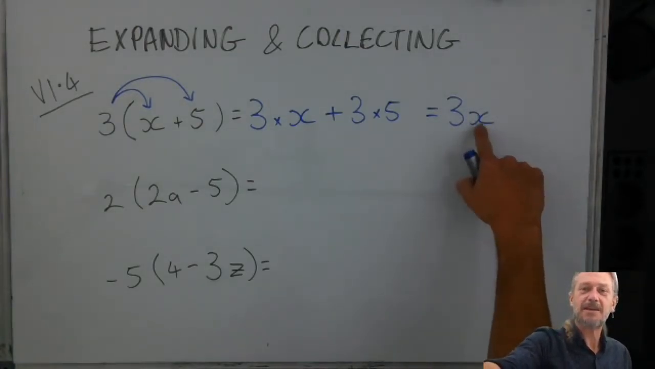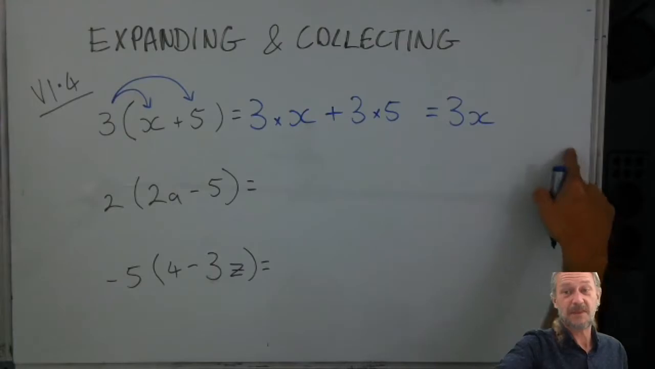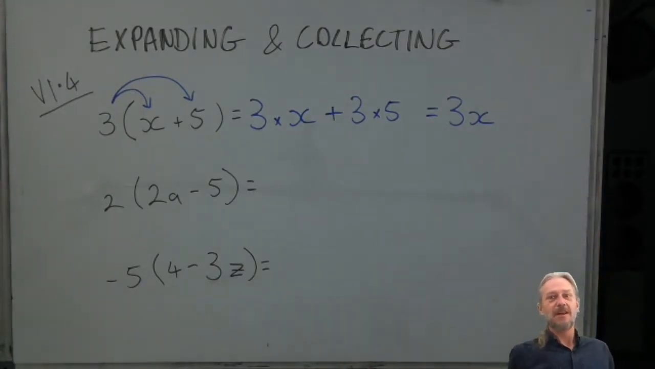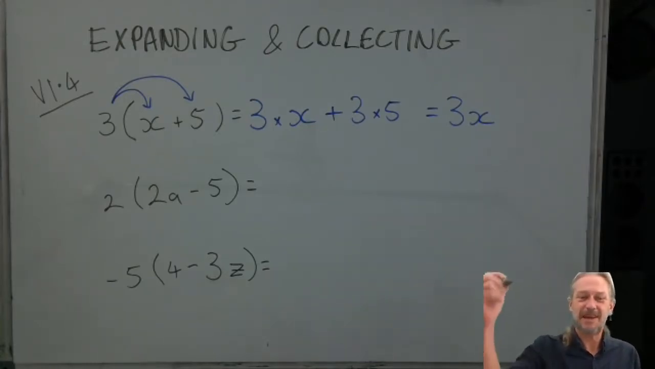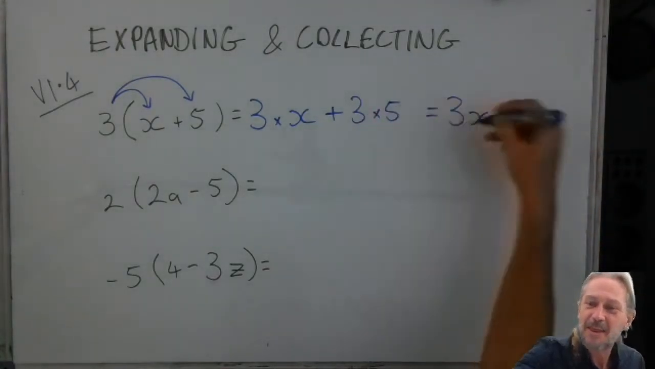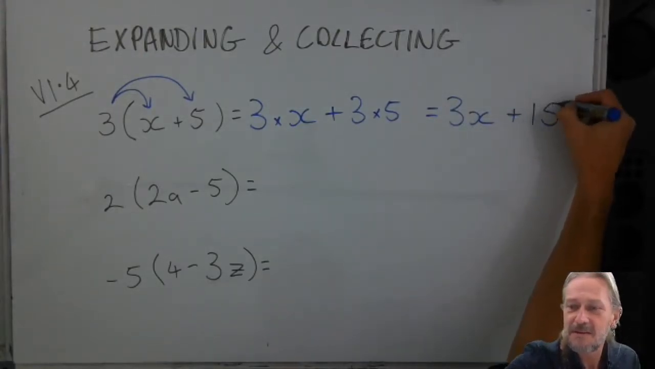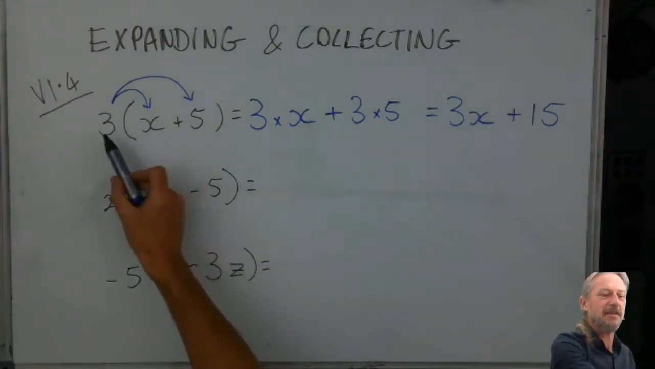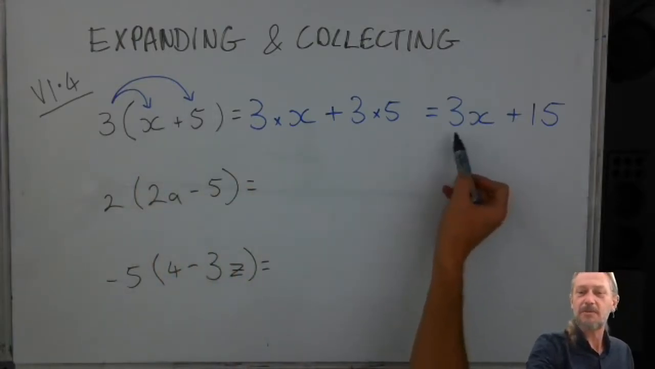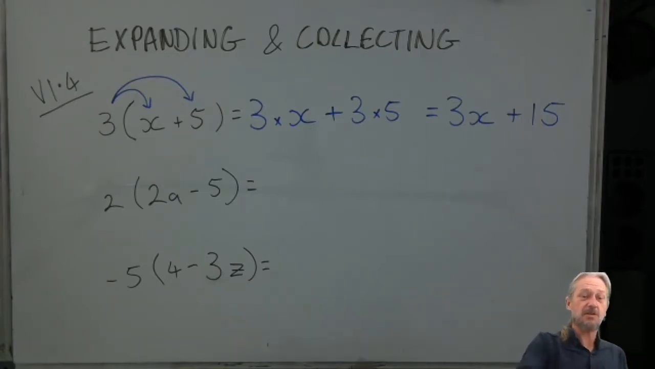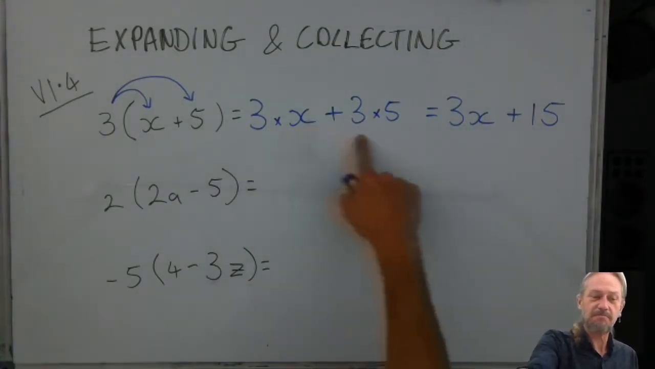X, if we had x plus x plus x, that's x 3 times. That's sort of the relationship between addition and multiplication. And then we add 3 times 5, 15. So expanding out these brackets, we end up with 3x plus 15. Okay, so I'm going to skip this step for the next one.